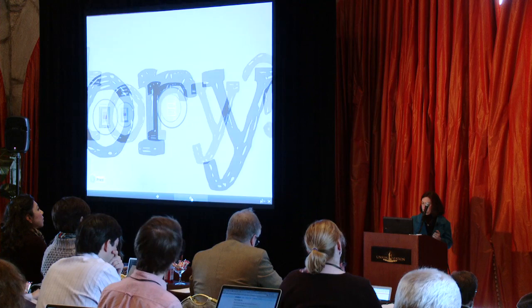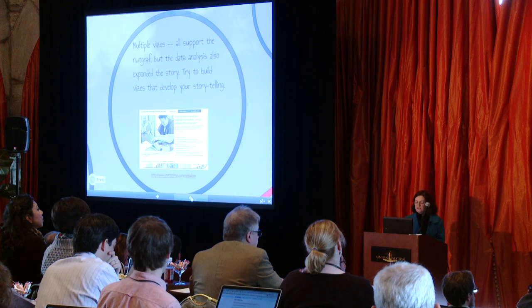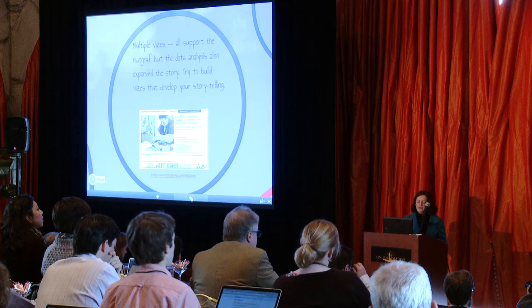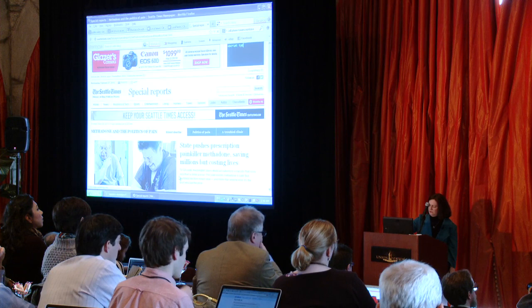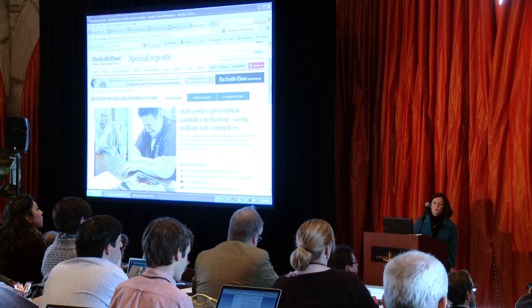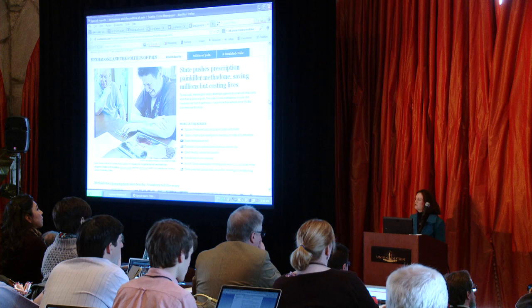So this is an example. This was our methadone investigation, which won a Pulitzer Prize, and my involvement in it was about this big, but I was involved with some of the visualizations. What the story did was talk about how the state had put methadone on the preferred drug list, and that meant that folks who were on Medicaid, basically poor people, were being given methadone more often than almost anybody else. And so the overdose deaths were predominantly poorer folks.